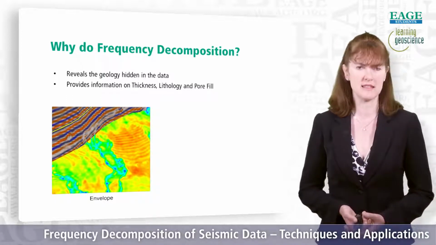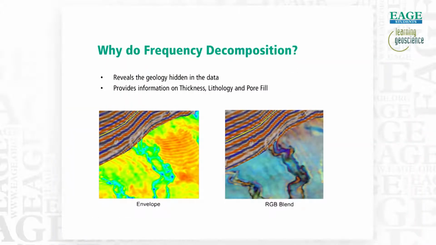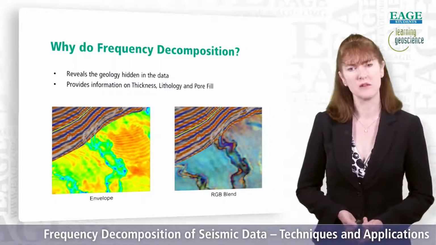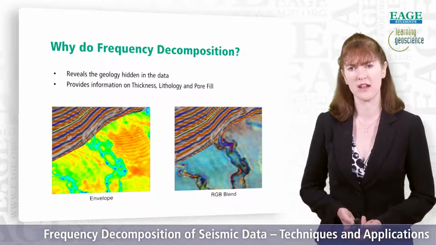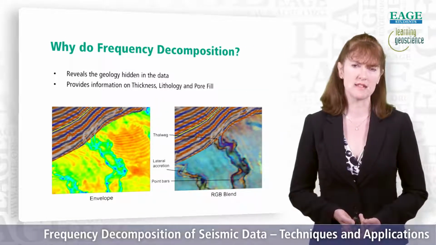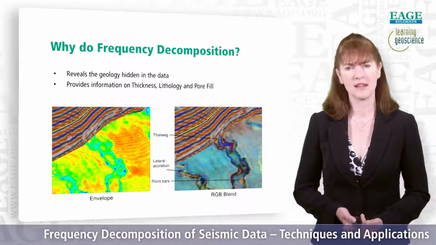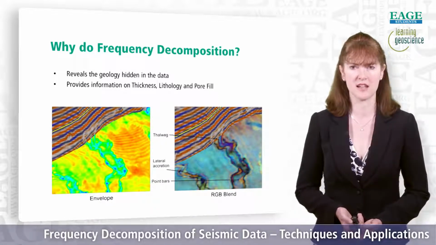However, if we run frequency decomposition on this and create an RGB blend of 3 of the frequency responses, the geology suddenly becomes a lot more apparent. Now we can see clearly that we've got 2 channels cutting across this horizon. We can see the edges very clearly, and we can also start to see internal heterogeneity. So we can see the thalweg coming through, we can see lateral accretion parts, we can see point bars as well. So by looking at frequency decomposition and looking at a blend of multiple magnitude volumes, we can get more insight into the geology that's in our data.